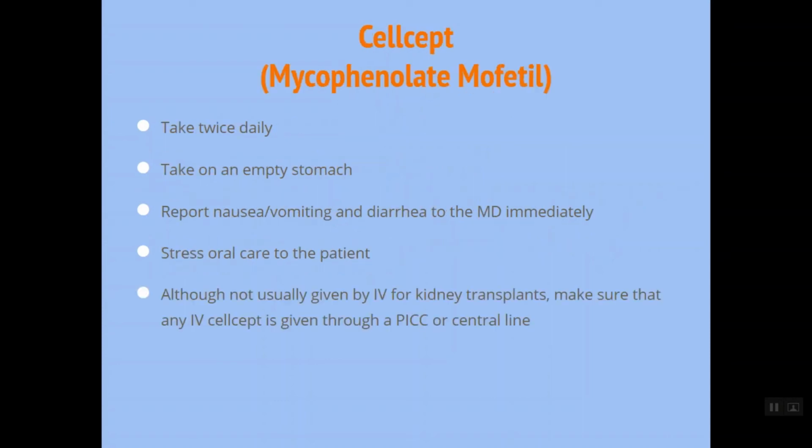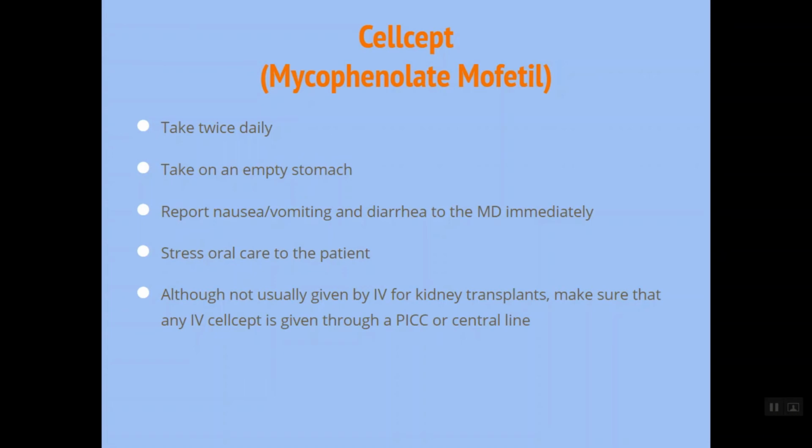Our next immunosuppressive agent is Cellcept. These patients will get their first dose of Cellcept post-op day 1 at 5 p.m. So instead of 5 a.m., they will get it 5 p.m. In addition, this is done twice daily, taken on an empty stomach. We want to make sure our physicians know if they're having any nausea, vomiting, and or diarrhea, because this can alter our absorption levels.